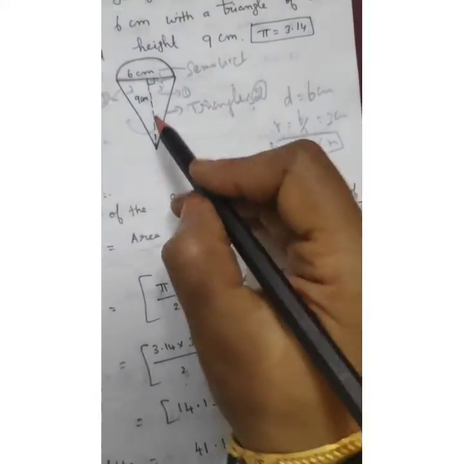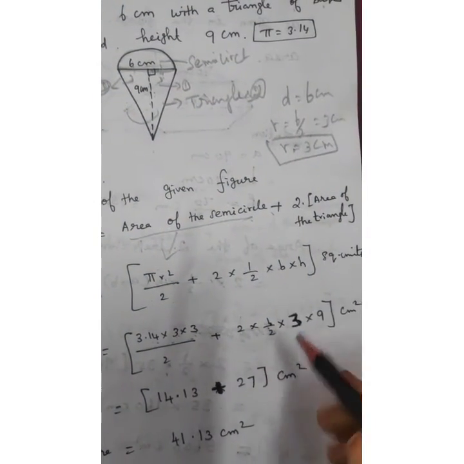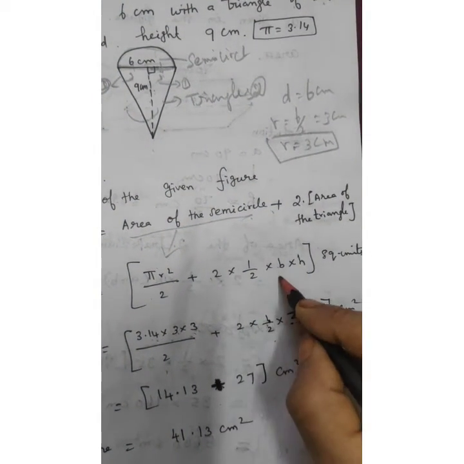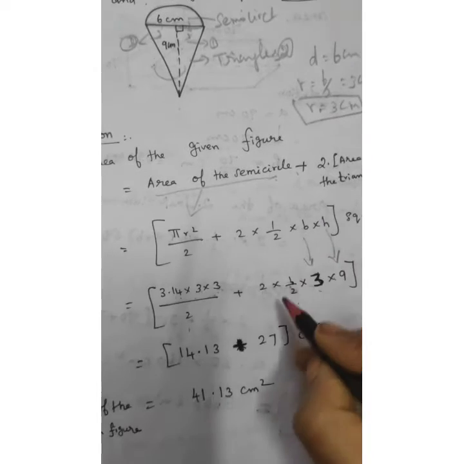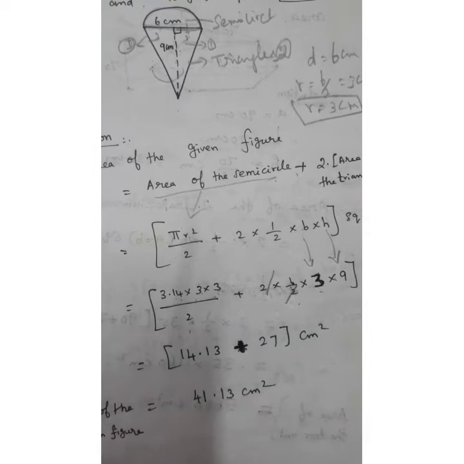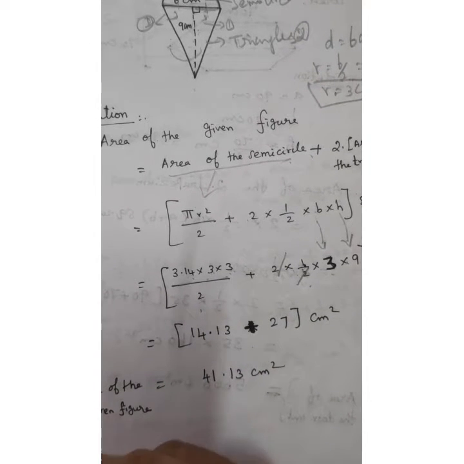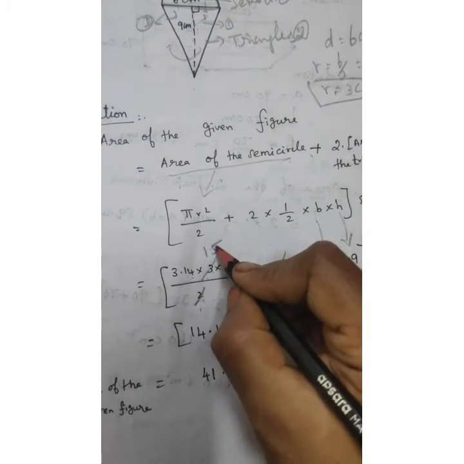Base is also 3. The triangle has base equal to 3 centimeter and height equal to 9 centimeter. 1 by 2 into B value equal to 3 into H value equal to 9. The 2 strikes out there. 1 2 is 2. Here multiply and write, the answer is 1.5.